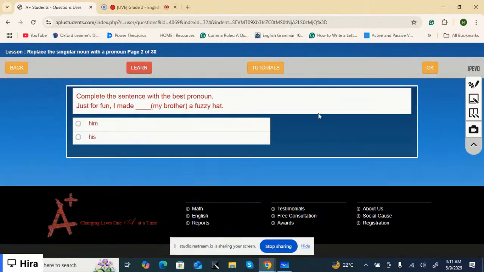The next one. Just for fun, I made blank a fuzzy hat. Well, the hint is my brother. So you have to complete the sentence with a best pronoun which can take the place of this noun, my brother. So can it be him or his? Just for fun, I made him a fuzzy hat, or I made his a fuzzy hat. What can be the correct answer? I'm giving you time now. So let's think about it.